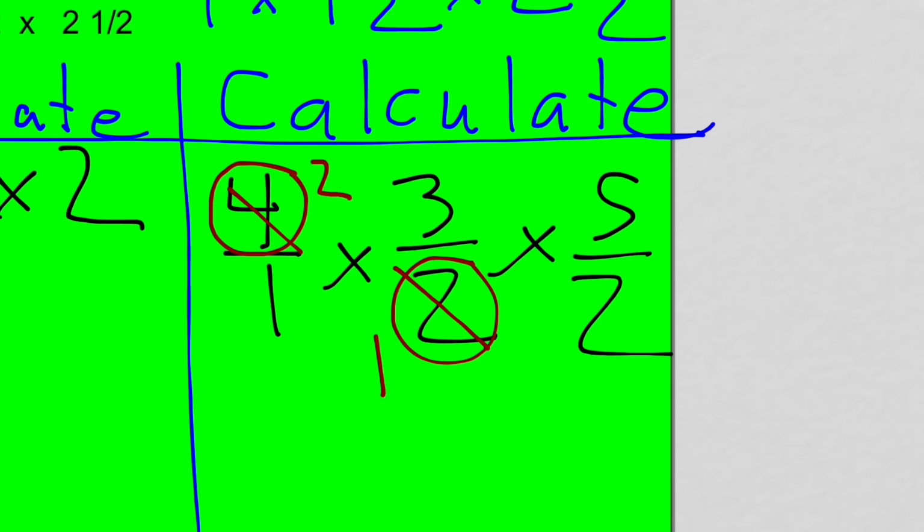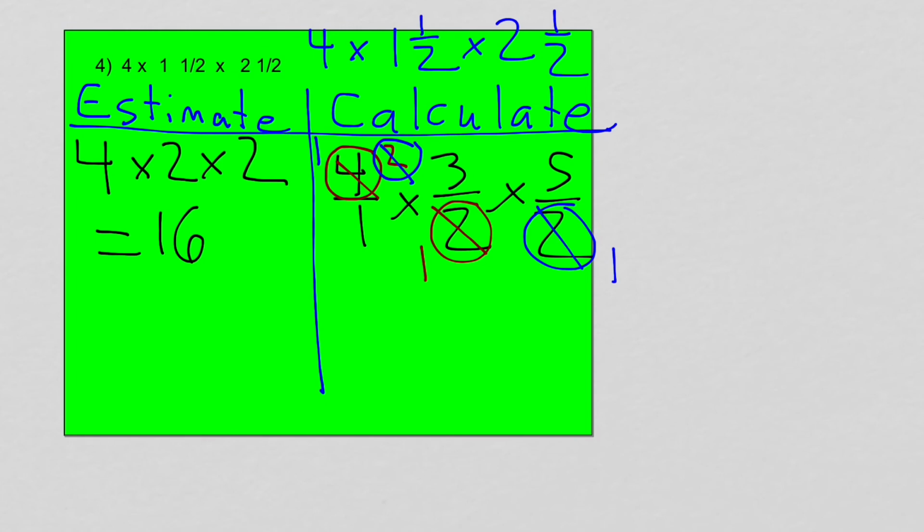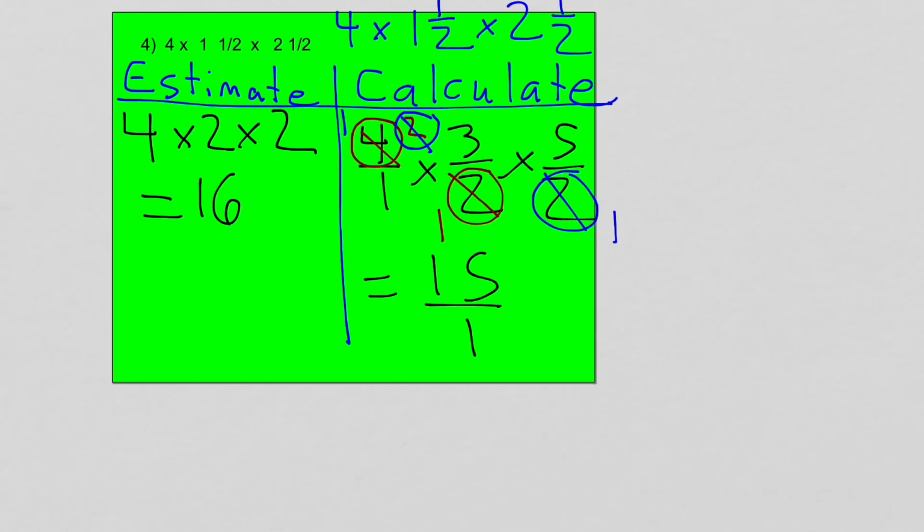Now look at this. I see another pair. This is a 2, and this is a 2. 2 divided by 2, 1. 2 divided by 2, 1. So on top I have 1 times 3 times 5. On the bottom I have 1 times 1 times 1. So that's going to be 15 over 1, which simplifies to 15. And that definitely matches my estimate.